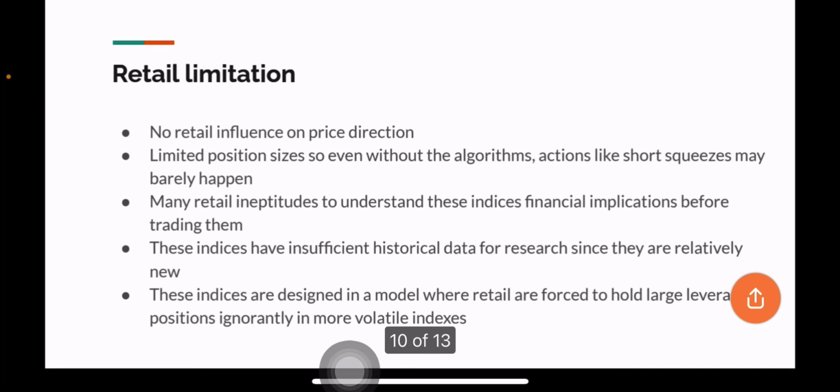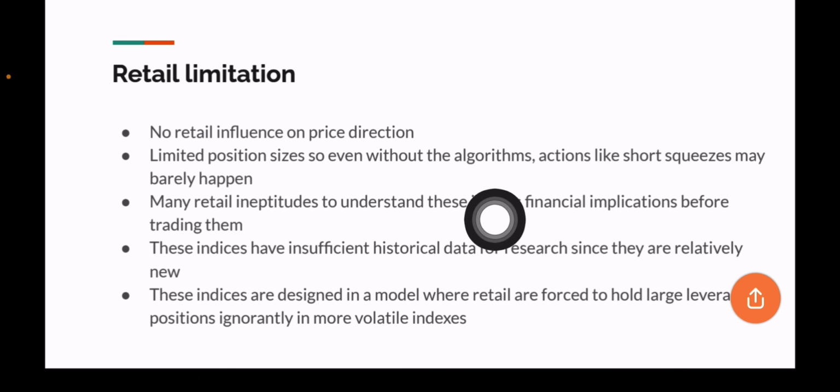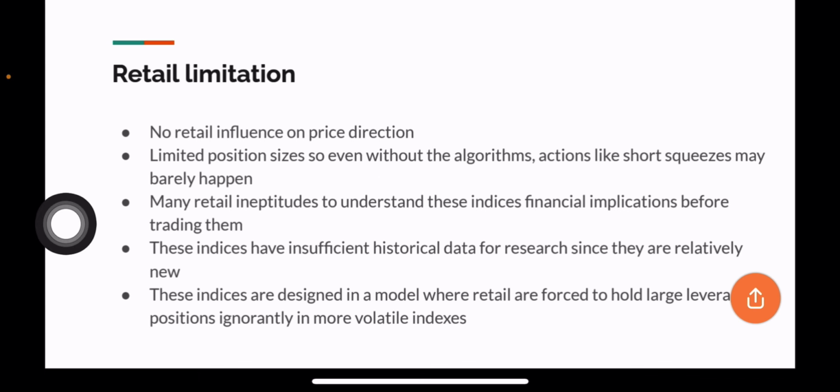Now, retail limitations. There is no retail influence on price. So if Boom is selling, there is nothing retail can do to drag the price up as long as the algorithm has not met its objective, or the proprietors are not ready to make a switch to change the direction. There is nothing the retail world can do. Price is just going to continue in the direction of the algorithm, in agreement with what the proprietors want.